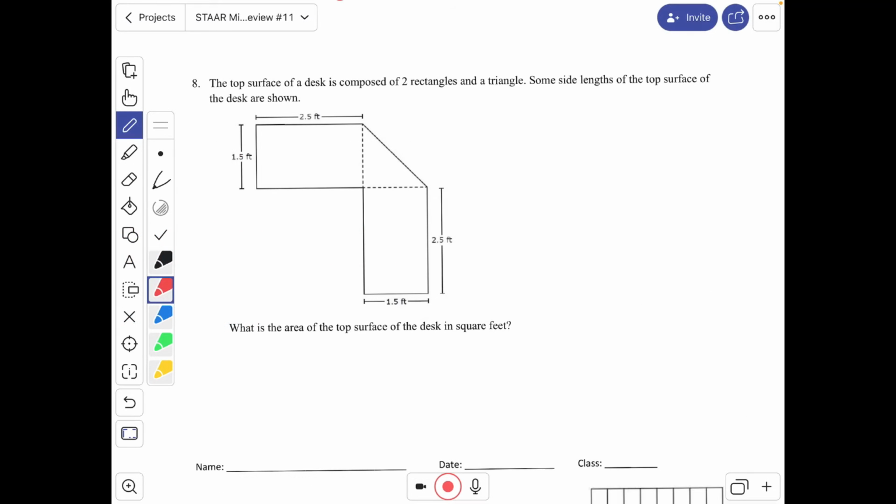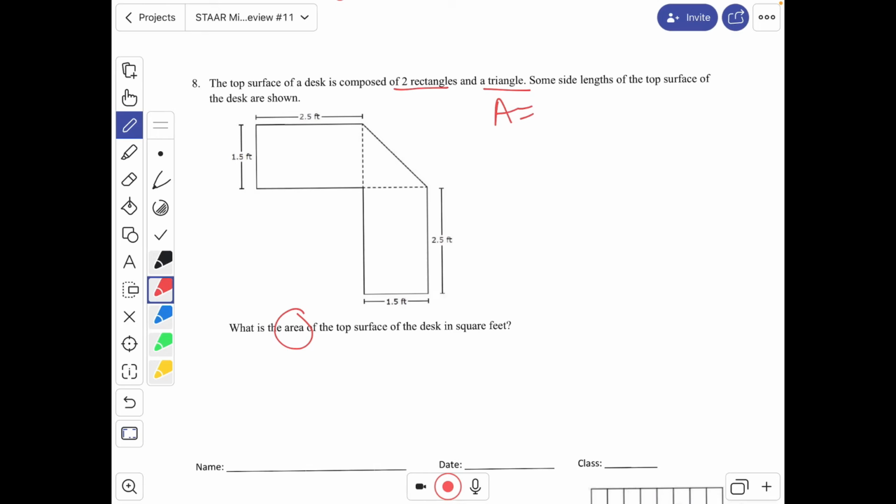Number 8. The top surface of a desk is composed of 2 rectangles and a triangle. Some side lengths of the top surface of the desk are shown. What is the area of the top surface of the desk in square feet? So we're finding the area of 3 different shapes, 2 rectangles and a triangle.